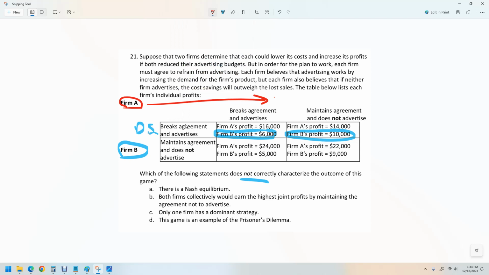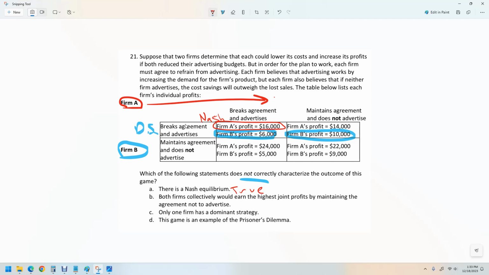Okay, so now we want to think about firm A. If firm B breaks the agreement, which they will, because that's the dominant strategy, what should firm A do? Firm A now reads this: 16,000 or 14,000. It is better for firm A to break the agreement. And now we've circled both parts here. There is a Nash equilibrium. This is actually true. Nash equilibrium is the case where neither party has any incentive to change from what they're doing, but I like to think of it as the most likely outcome of the competitive game, when they're both acting in their own self-interest.